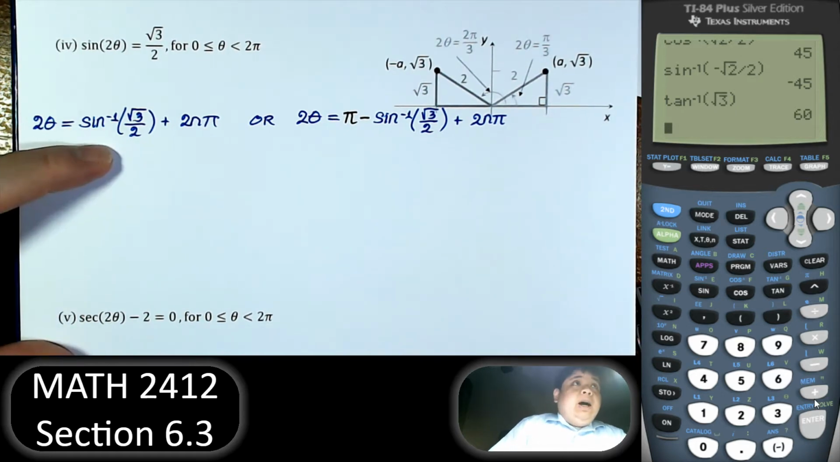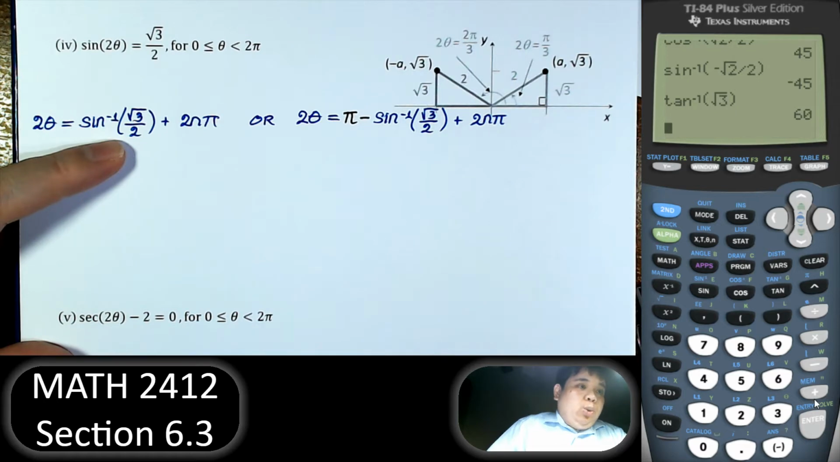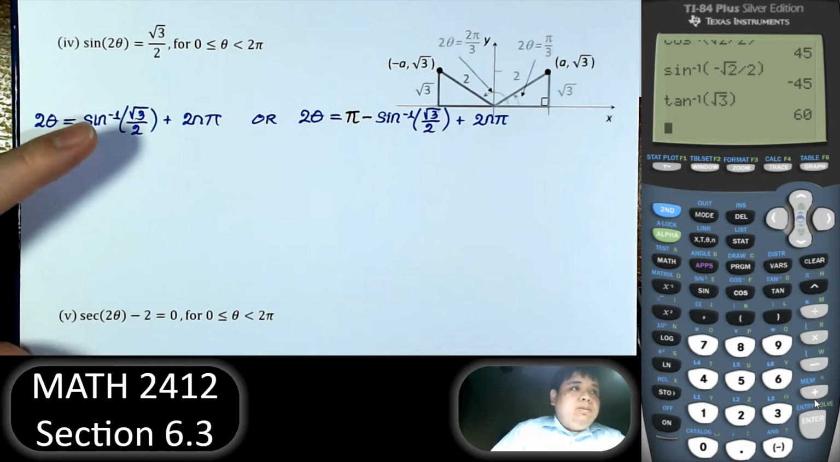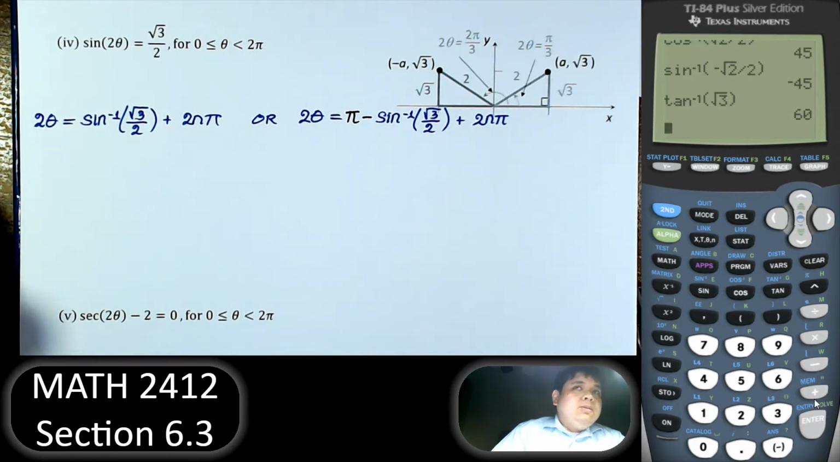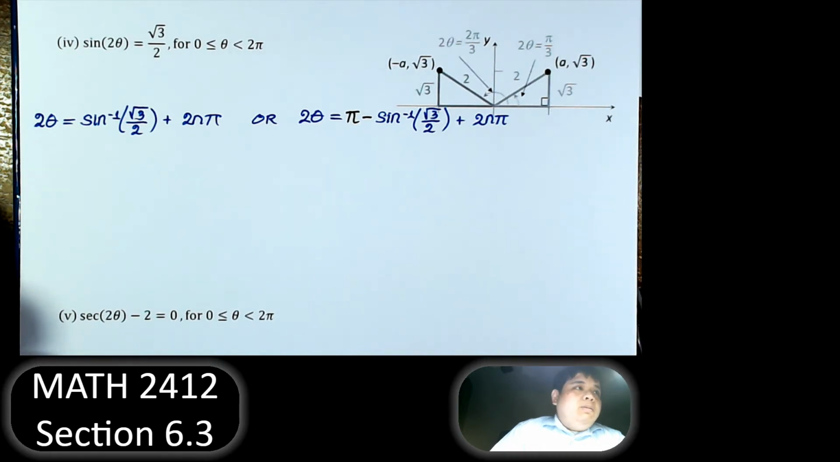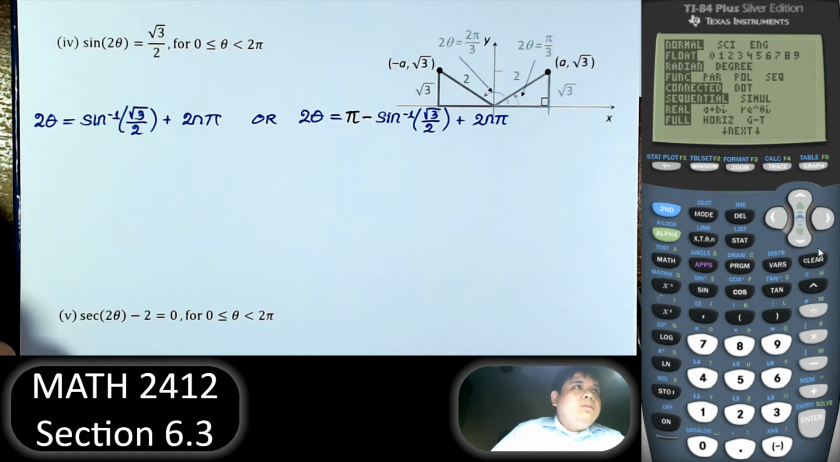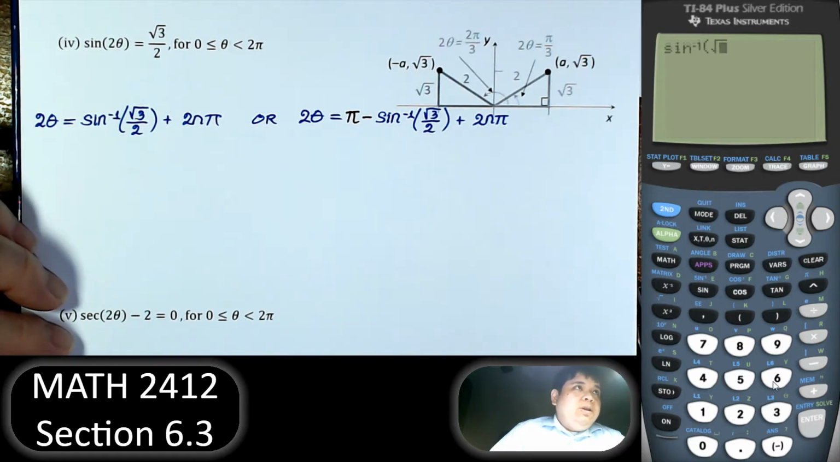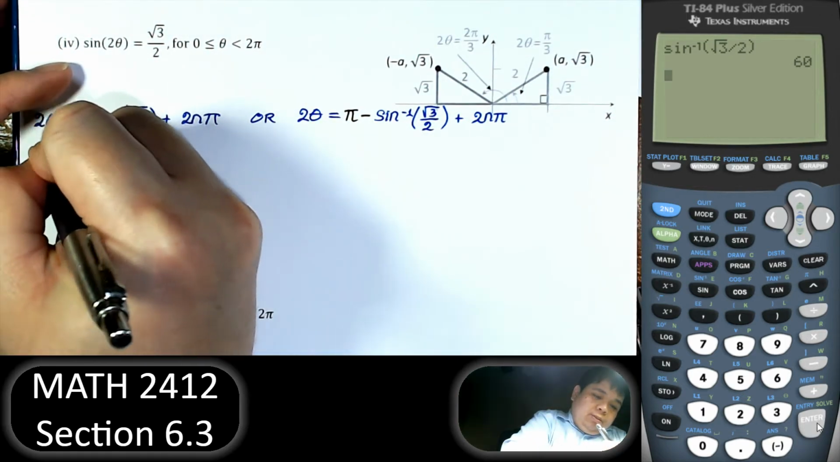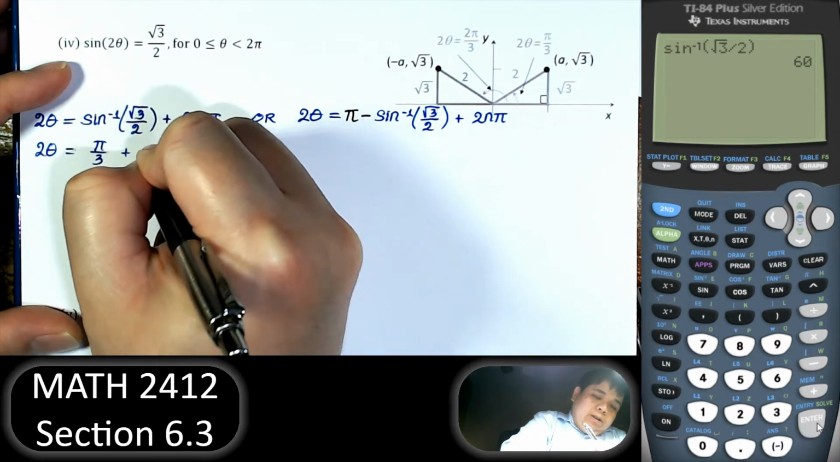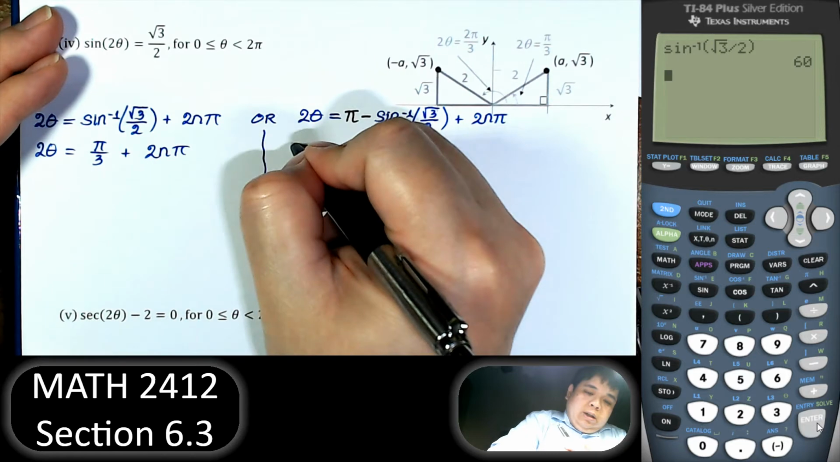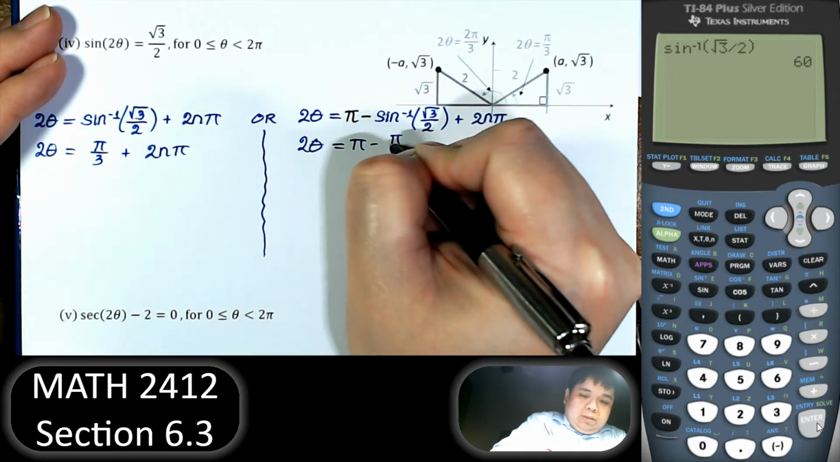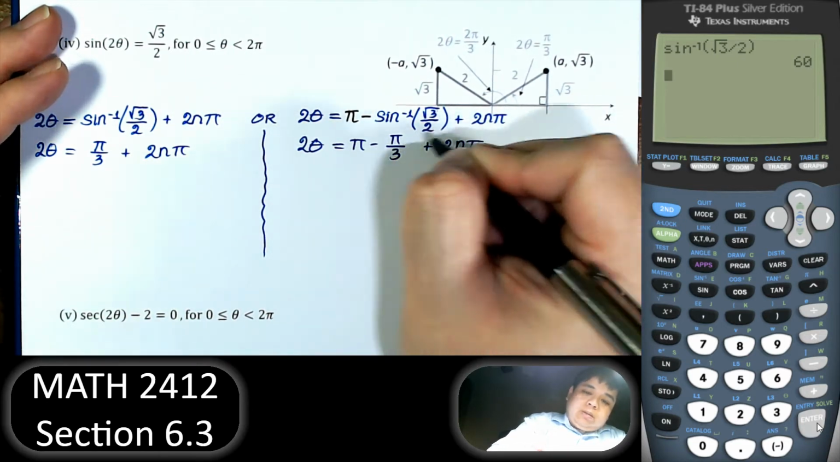Right, now we solve it. What is inverse of sine of square root of 3 over 2? Sine inverse of square root of 3 over 2 is 60 degrees, or pi over 3. That of course is also pi over 3.